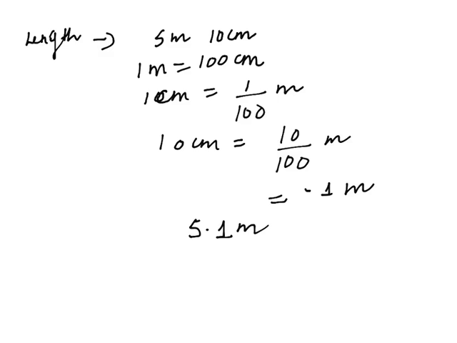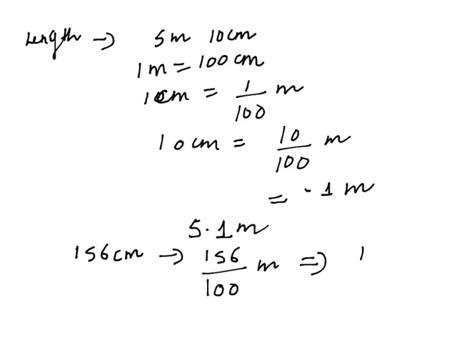Suppose we have a tree of length 156 centimeter. How can we write it in meter? Clearly, to change centimeter to meter, we can divide it by 100. So we will have 156 divided by 100 meter, which we can write as 1.56 meter, because we have to put the decimal point after 2 digits. Here we start counting from the right, 1, 2, and then put the decimal point. We are left with 1 before the decimal.